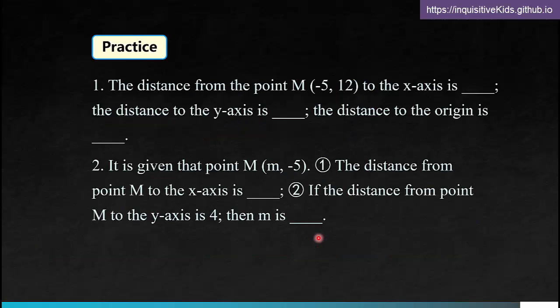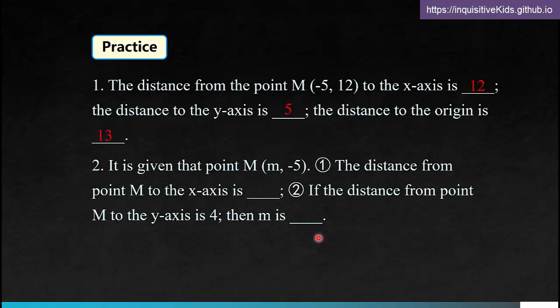Practice. The distance from point M to the x-axis would be, well, you take the absolute value of the y-coordinate, and you have 12. The distance to the y-axis would be, take the absolute value of the x-coordinate, you have 5. The distance to the origin would be 13.